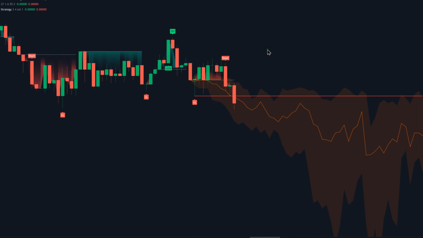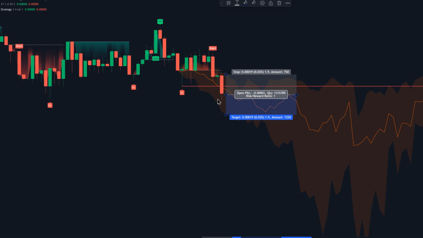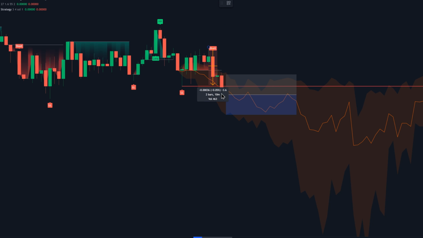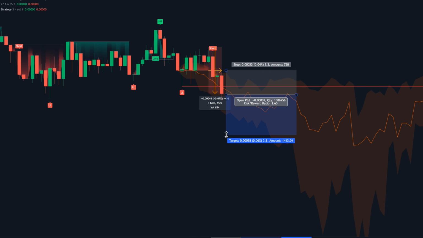Now, to confirm our last condition, we have to put a short position tool here and we set the stop loss. To do that, we take the date and price range tool. We draw from the most recent swing high to the close of the entry candle. This is the middle point where we need to place our stop loss. The take profit is going to be 1.5 times the risk.